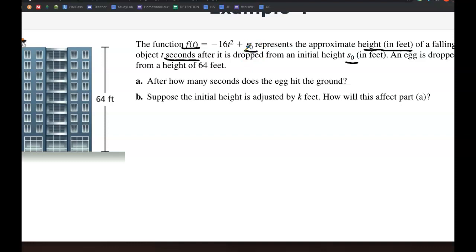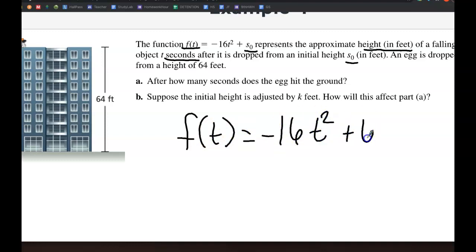An egg is dropped from a height of 64 feet. So where does the egg start? The 64, which is your s of o. So the first thing we have to do is we replace s of o with 64, because that is where the egg starts. It's the initial height. After how many seconds does the egg hit the ground?